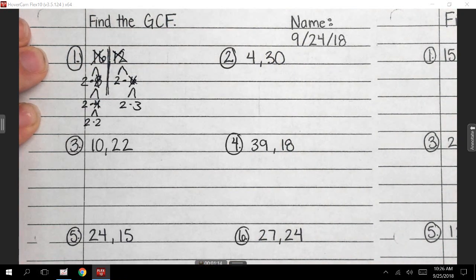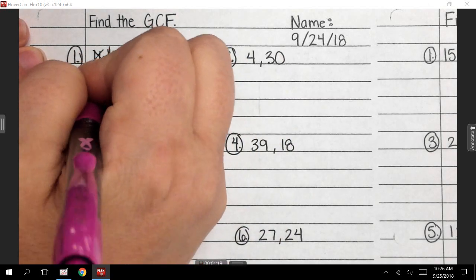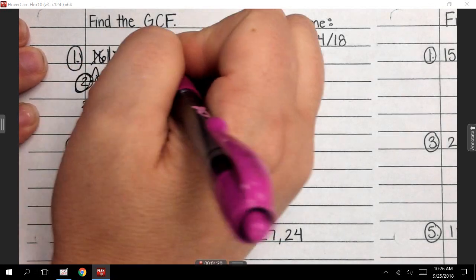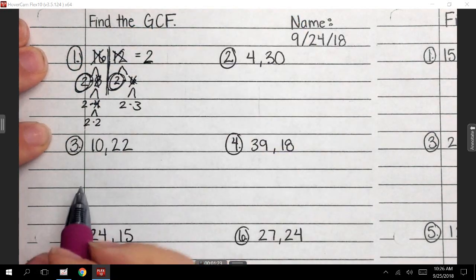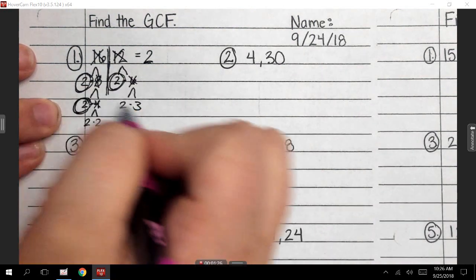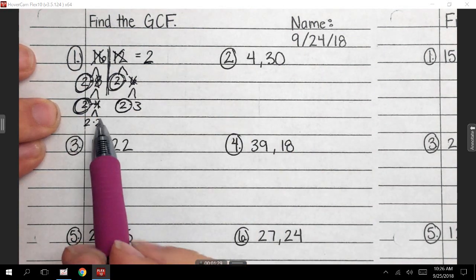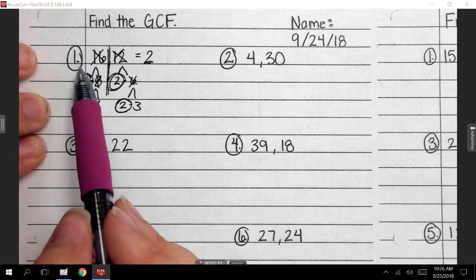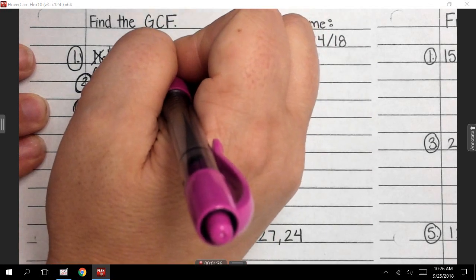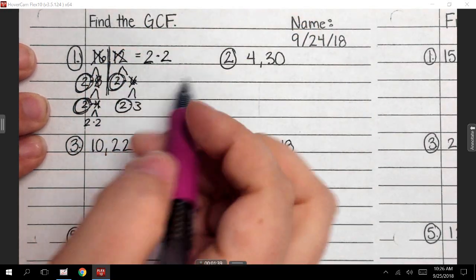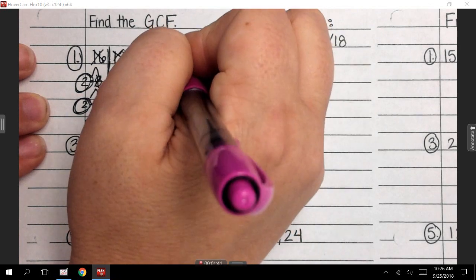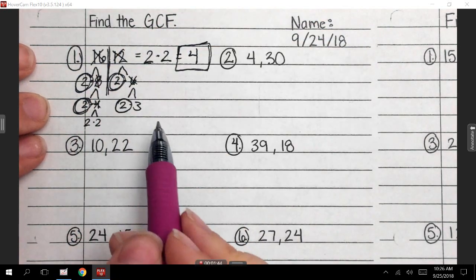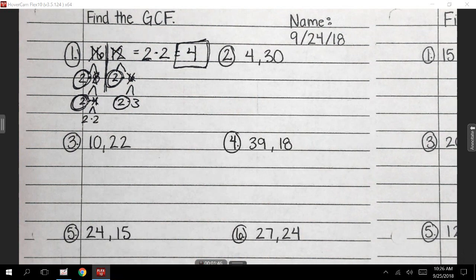For GCF, GCF is only what they have in common. So right now, I have a 2 here and a 2 here. So my GCF, I have 2. All right. I also have another 2 on this side and another 2 on that side. So both sides have how many 2s? 4. Both sides have 2 2s, correct? So I'm going to do 2 2s for my GCF. 2 times 2 is 4. So my GCF is 4. For GCF, do I care about what's left over? No. So GCF is only what matches.